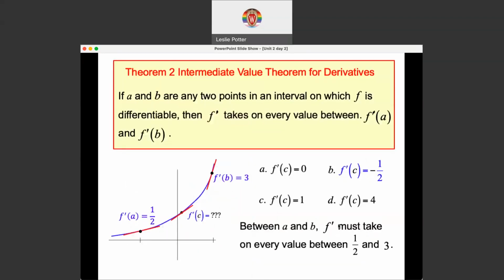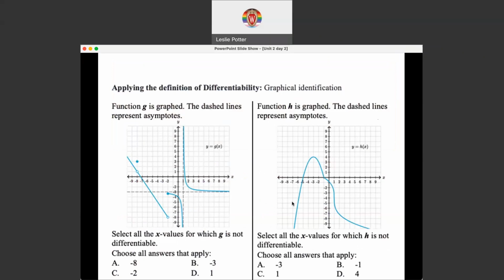Which option is between a half and 3? Option C. So this has to be 1. It can't be 0. It can't be negative a half, and it can't be 4. So the answer here is C. I'm not quite sure why it didn't get circled.